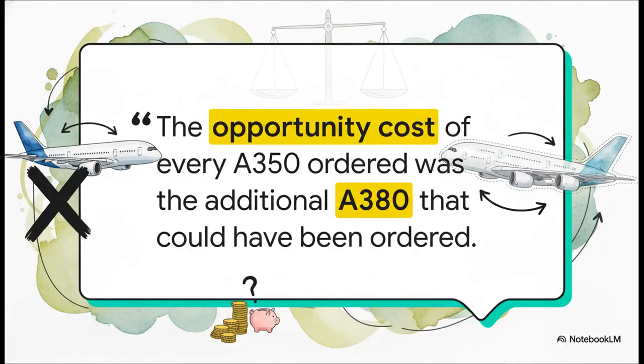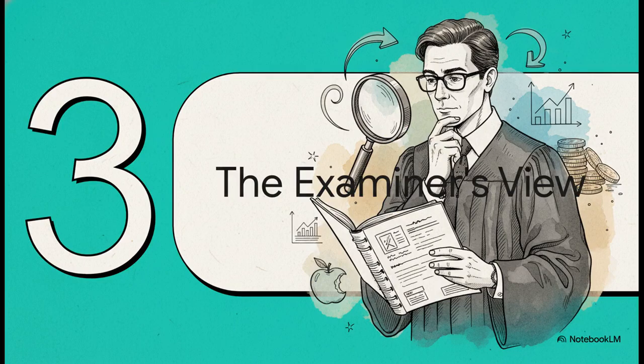Well, the opportunity cost is crystal clear. For every new A350 they decided to order, the opportunity cost was the A380 that was foregone. That was the next best alternative for their money. See, it's not the actual money they spent, but the plane they didn't buy. Ah, that makes perfect sense.